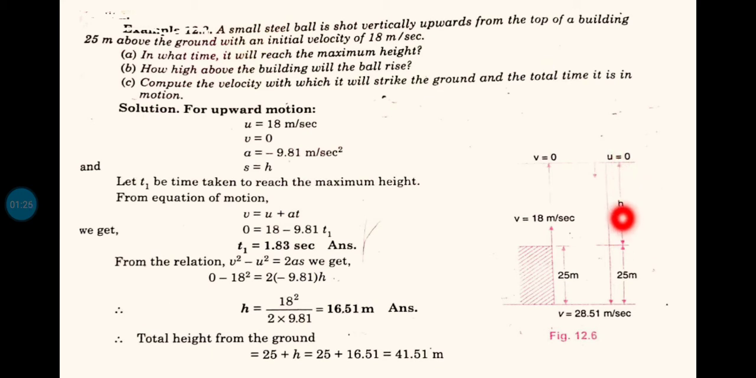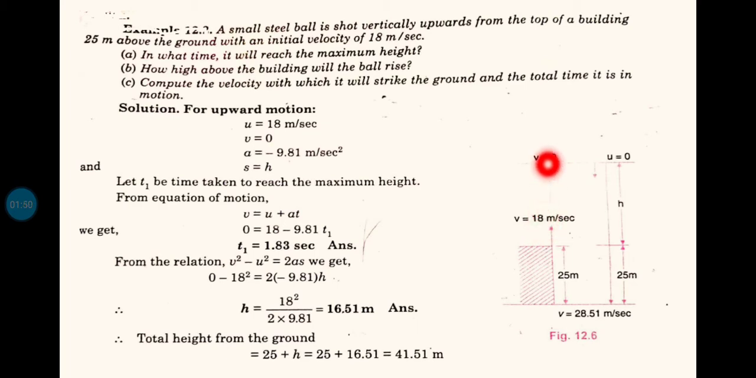Now in the second part, what is asked in the question is in what time it will reach the maximum height. So we want to find out the time taken to travel from this point to this point. The second one is how high above the building the ball will rise. From the building, how much height it will rise. We want to find the value of h. And the third one is to compute the velocity with which it will strike the ground.